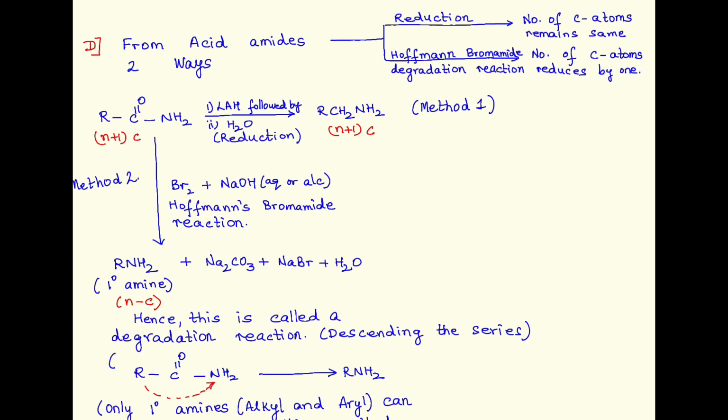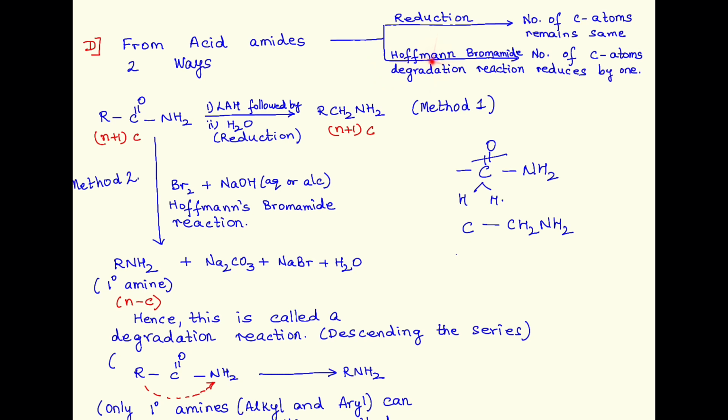The last method of preparation involves the conversion of acid amides to amines. Now here you have to remember the 2 different ways that we can do it and get 2 different products. So when you carry out simple reduction, the carbonyl group gets reduced, C double bond O, NH2, and the double bond O changes to 2 hydrogen and we will have CH2, NH2. The number of carbon atoms remains the same. This is on simple reduction of the amide group.